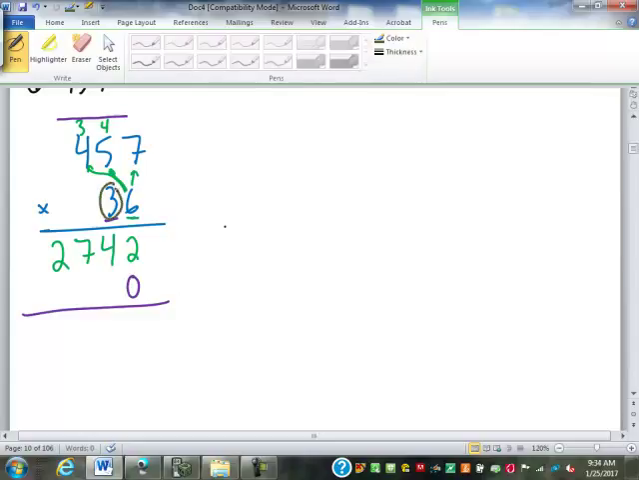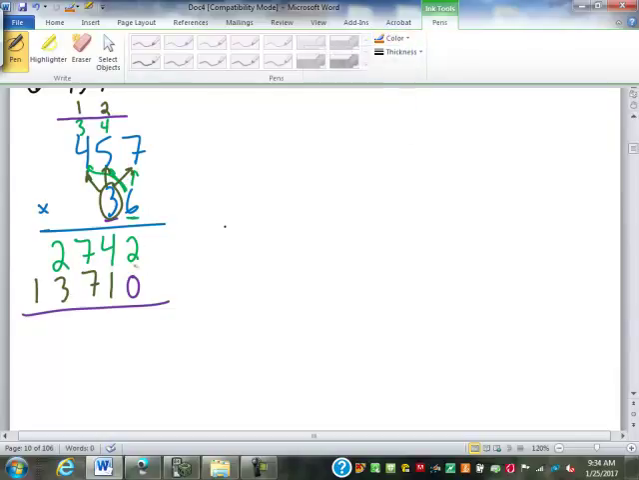So now I'm using the 3. 3 times 7 is 21. So 1, and I carry the 2. I put that above the line, so I know that that's new. 3 times 5 is 15. Plus 2 is 17, so that's 7, carry the 1. 3 times 4 is 12, plus 1 is 13. So 3, and we carry the 1 over to the next digit.